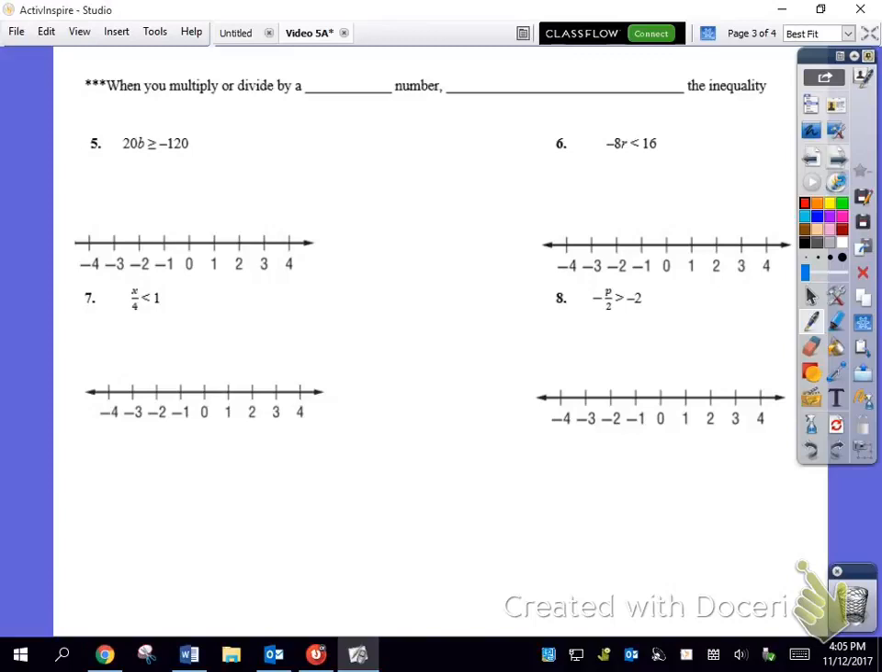Now on number 5 through 8, there's a special thing. When you multiply or divide by a negative, you have to reverse the sign, reverse the inequality. So you're going to flip it around. If it's like this, you're going to make it like that. So you're going to reverse the inequality. You're going to switch it, turn it around. And that's only when you multiply or divide by a negative.